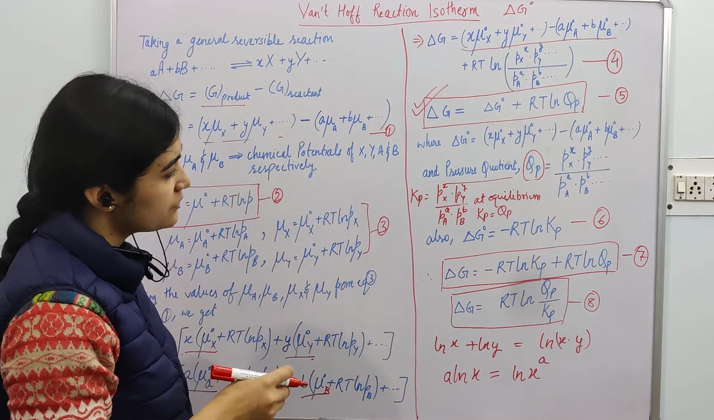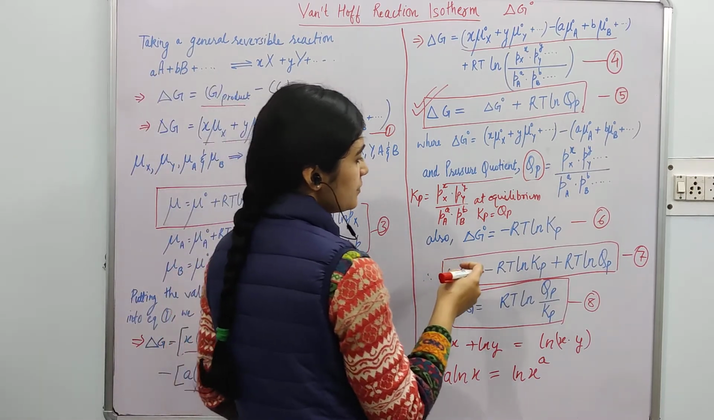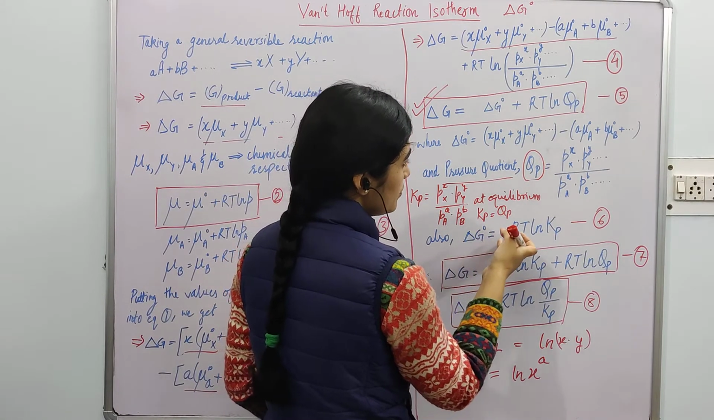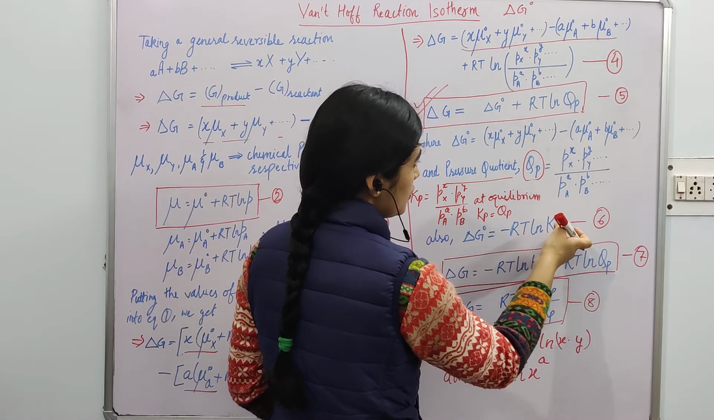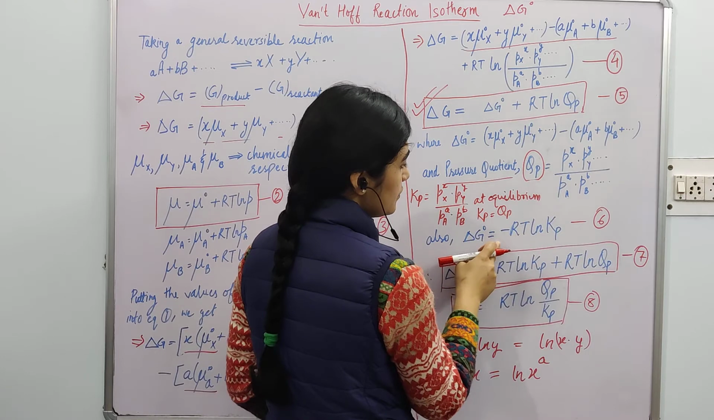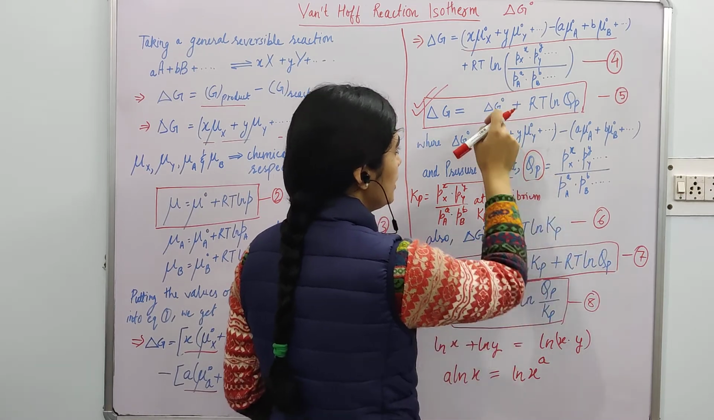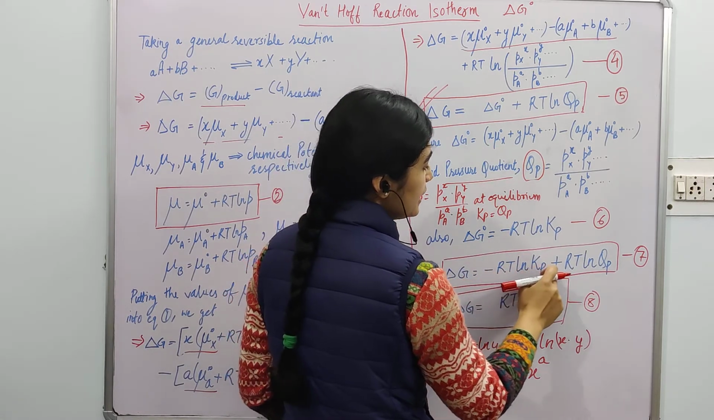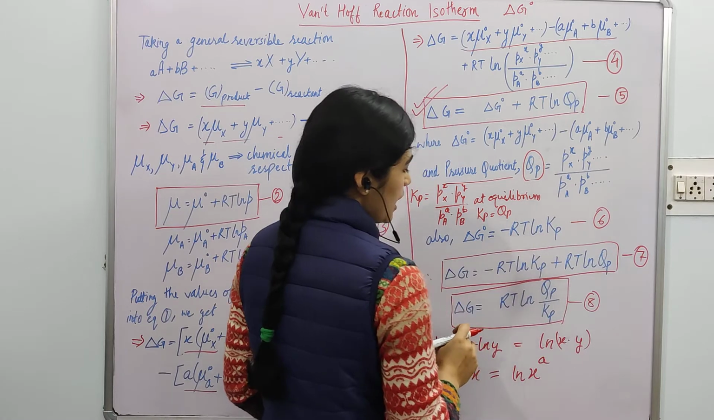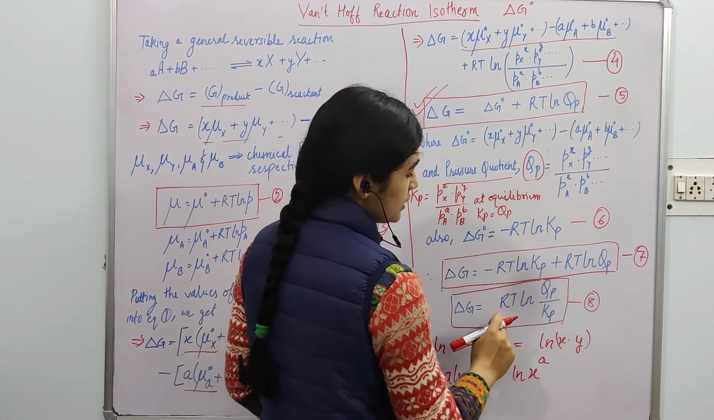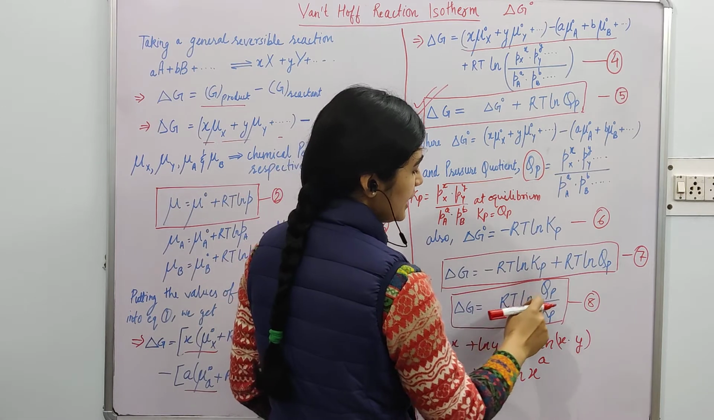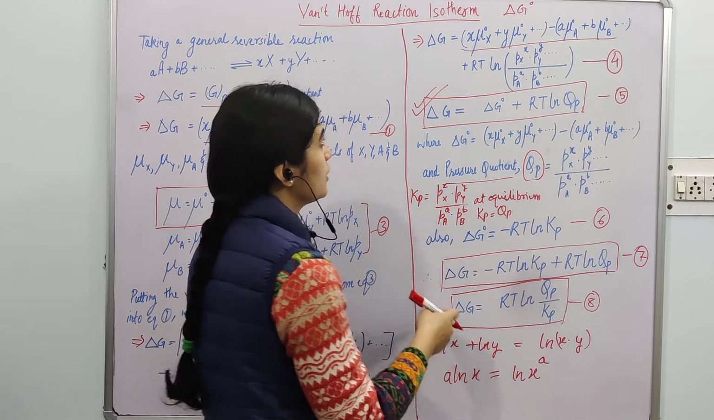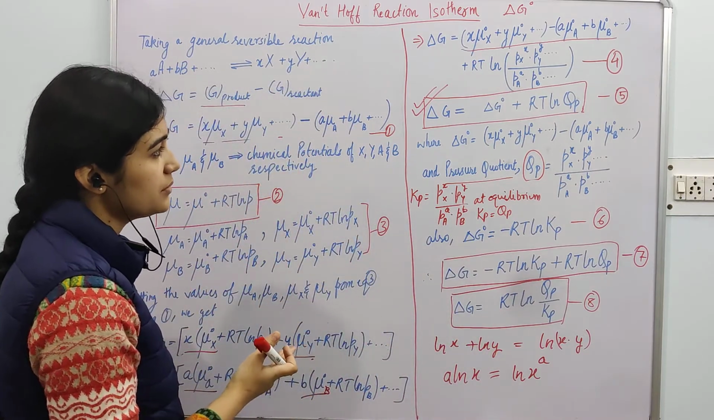Now I have further given you something. We have already established this relation, delta G naught equals minus RT ln Kp. Alright. So this value of delta G naught, if we put in the fifth equation, we get a relation delta G is equal to minus RT ln Kp plus RT ln Qp, and we can further condense the log terms and write it as delta G is equal to RT ln Qp divided by Kp. So these are the various different forms of your van't Hoff reaction isotherm.